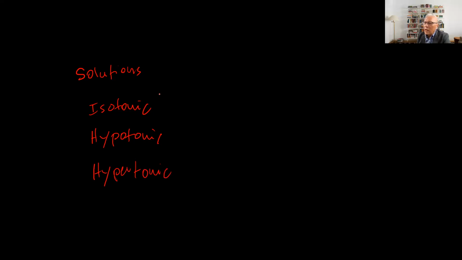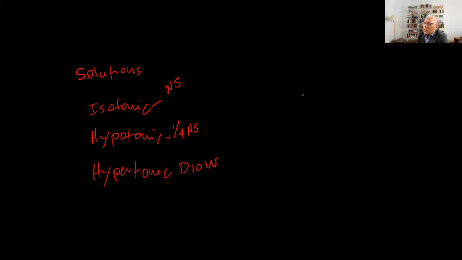IV solutions are going to either be isotonic, hypotonic, or hypertonic. An example of an isotonic solution would be normal saline. An example of a hypotonic solution would be 1/4 normal saline. And a hypertonic solution would be D10 in W. Okay, so what's the difference between these solutions?